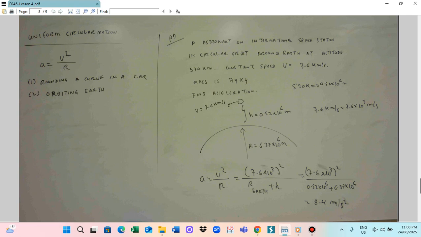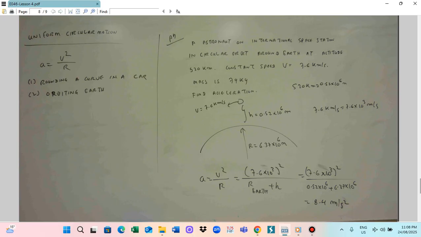We have to utilize this for the Earth. The Earth radius is 6.37 into 10 power 6 meter, and at the altitude H equal to 0.52 into 10 power 6 meter. So this is 520 kilometer, and 520 kilometer is 0.52 into 10 power 6 meter. This one is rotating at the velocity v. The velocity v is equal to 7.6 kilometer per second. We have to calculate the acceleration.